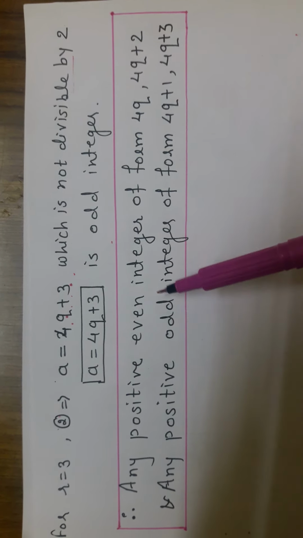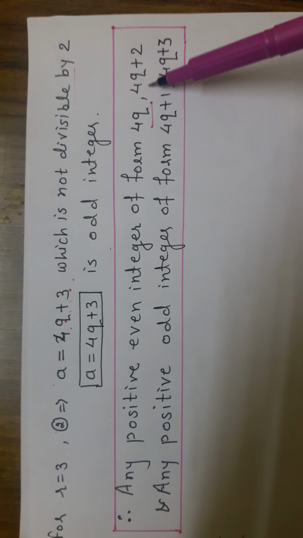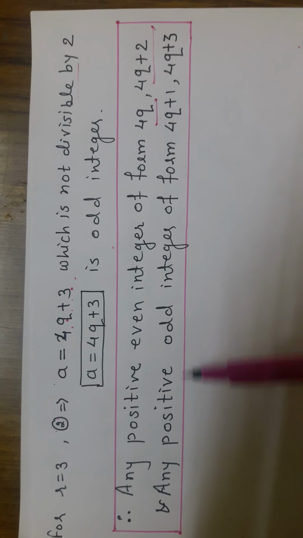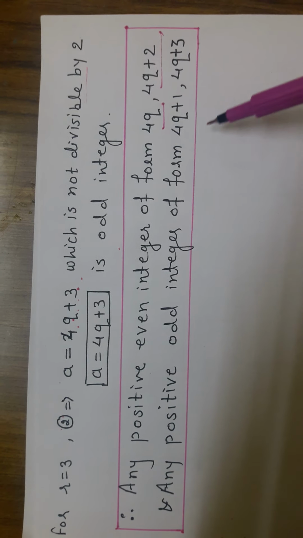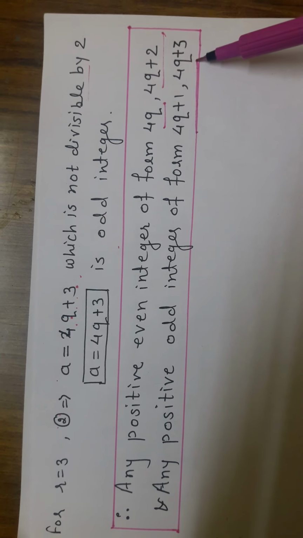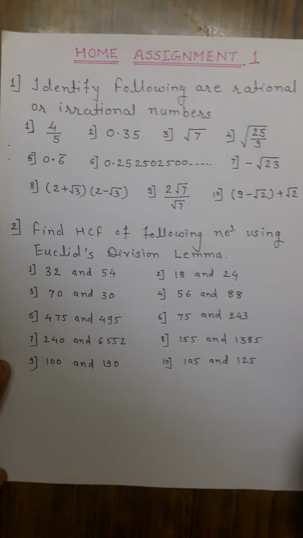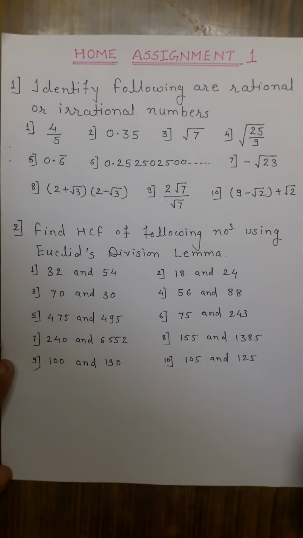Any positive even integer is of the form 4q plus 2, and any positive odd integer is of the form 4q plus 1 and 4q plus 3. This is a home assignment.